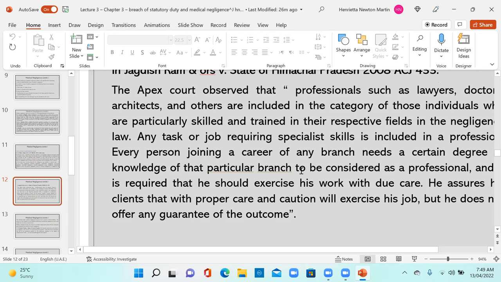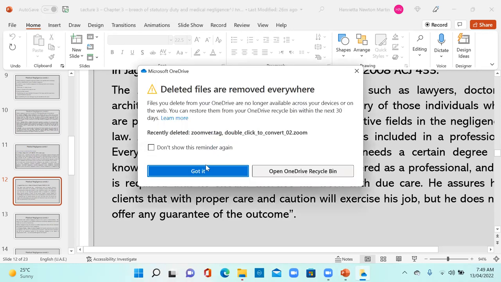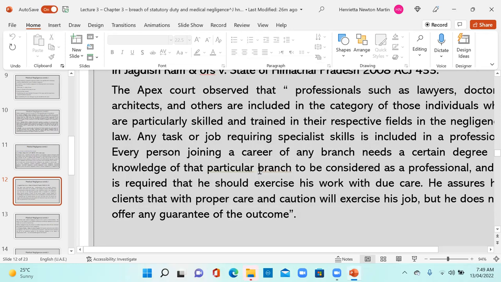He or she assures that the clients are treated with proper care and caution and will exercise the job to that extent. But of course, you cannot always offer a guarantee of the outcome. For example, a lawyer may take up the case of a client. The lawyer will say that I will do my best to defend you or to give you your rights, depending upon the case, but we do not know what the outcome is. That's a general thing in every profession. For a lawyer, it's dependent on the judge. It's dependent upon several factors.